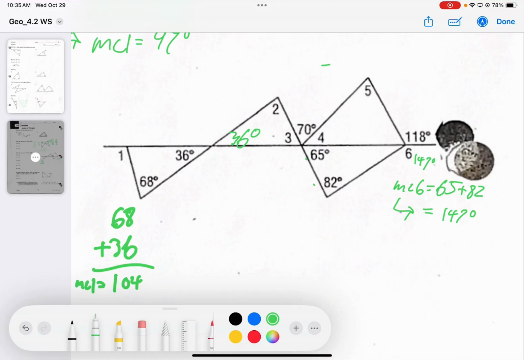Well, I could find the complement of that to figure out what this angle is. Or I guess I don't necessarily have to do that. But one thing I could do is I know this is 180 between 70, 65, and angle 4. So you could subtract 70 degrees from 180 to get 110. And then 110 minus 65 is going to be 45 degrees. So then that would be the measure of angle 4.